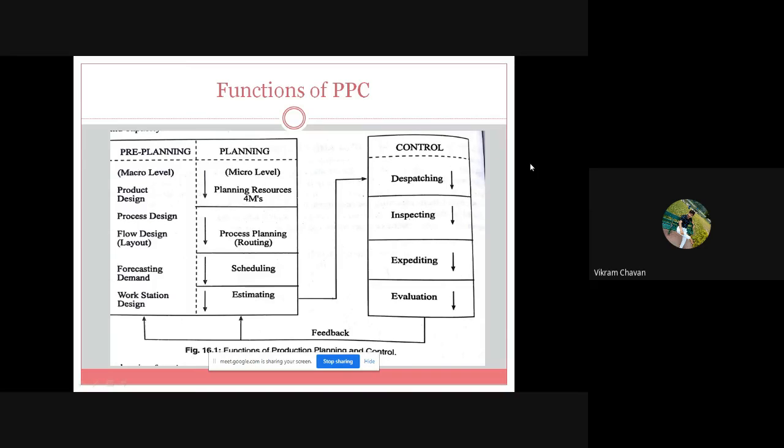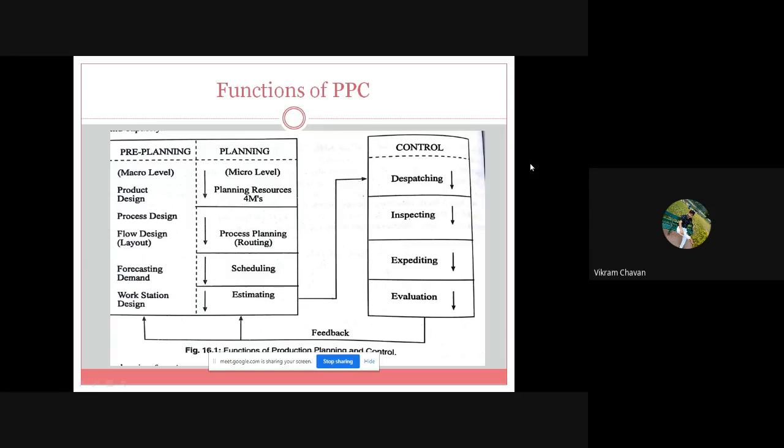Then we have discussed the planning phase, which is considered micro level planning, and in that we thoroughly plan some of the points. In that planning phase, first comes the planning related to the resources. Resources are nothing but four M's: man, machine, material. The planning related to these four M's comes under the actual planning, or we can say the active planning.